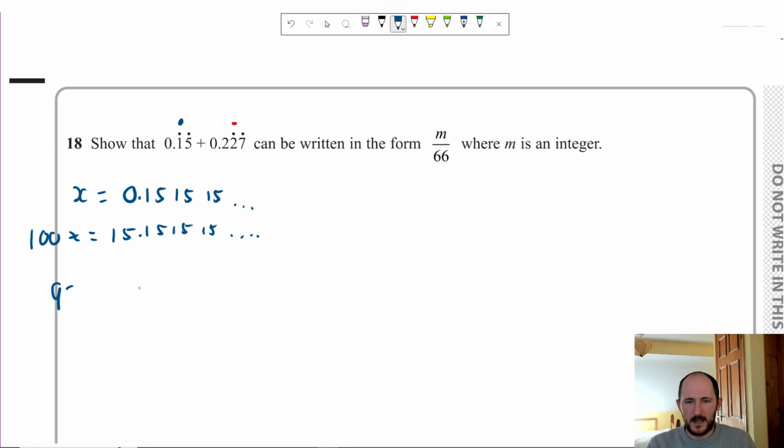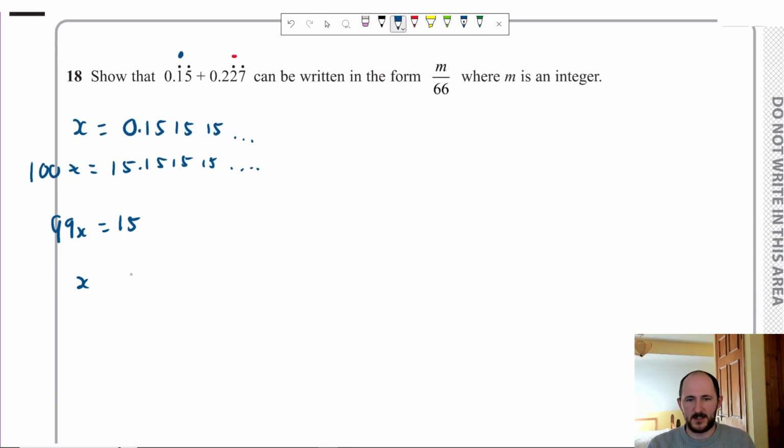So if we do 99x, we get 15 minus 0 is obviously 15. Then we get 1 minus 1, 5 minus 5, 1 minus 1, 5 minus 5, and so on. So 99x is just 15. So x is just 15 over 99. Very good. We can do the same thing.